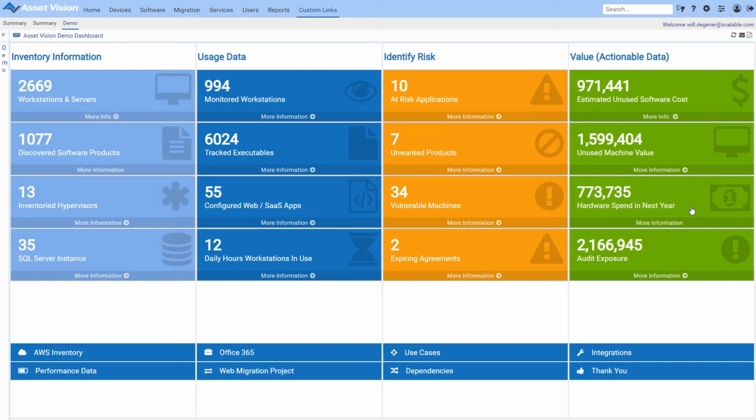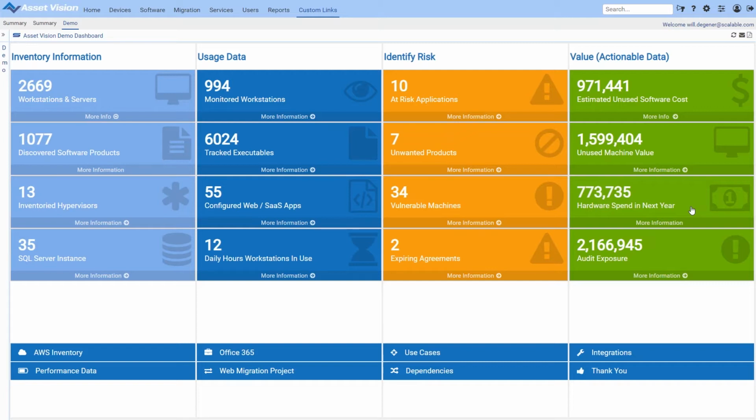And last but by no means least, another traditional cost optimization story is audit exposure. So we can obviously identify what software you've got out there in the environment, which we'll talk about in a moment, and we can allow our customers to upload their entitlement information, which we process and work out the differences. And so we can identify an audit exposure.